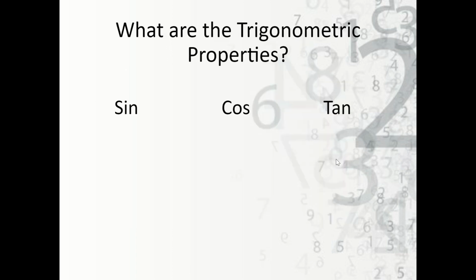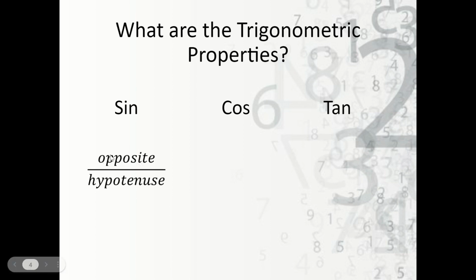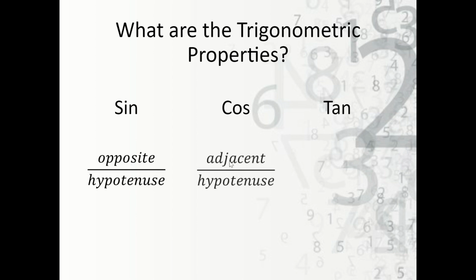Now, what are the trigonometric properties? The first one we call sine. Sine is the opposite side over the hypotenuse. So it's a ratio of the side lengths, with the opposite side being on top and the hypotenuse length being on bottom. Now, cosine is adjacent over hypotenuse. So we have our near side, and we'll take that length over the length of the hypotenuse. Now tangent is opposite over adjacent. So it's the length of the opposite side over the length of the adjacent side.